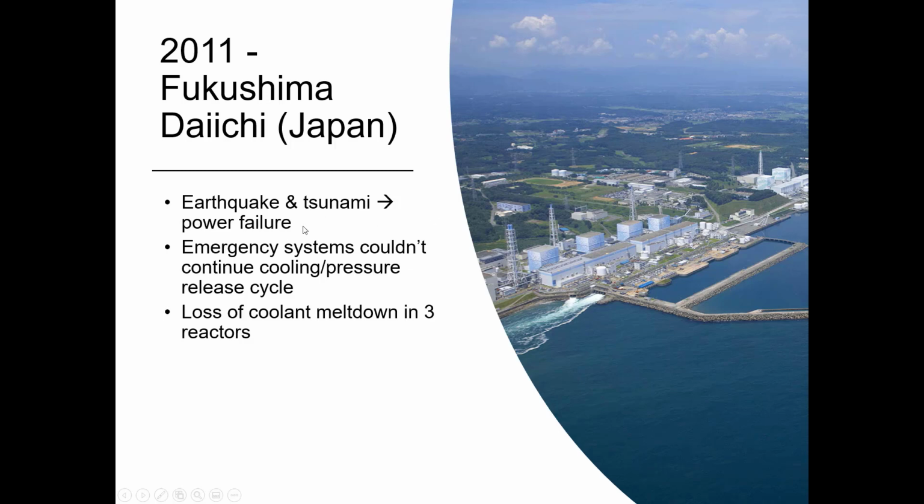So the emergency systems actually weren't able to function anyway because the tsunami that came in actually killed all of the backup generators. And because those systems were killed, they couldn't keep the cooling pressure release cycle from continuing, and so then they also had a loss of coolant, meltdown, and an explosion in 3 of their reactors, right? And then there was also a big release of that primary coolant directly into the Pacific Ocean, and that's not good, and we're still monitoring effects from that.